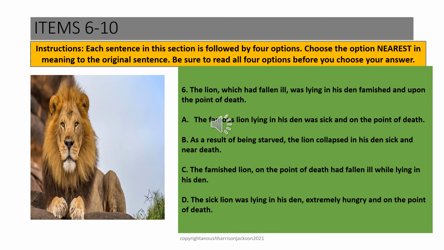Question 6. The lion which had fallen ill was lying in his den famished and upon the point of death. Is it A? The famous lion lying in his den was sick and on the point of death? Or is it B? As a result of being starved, the lion collapsed in his den sick and near death? Or C? The famished lion on the point of death had fallen ill while lying in his den? Or is it D? The sick lion was lying in his den extremely hungry and on the point of death?